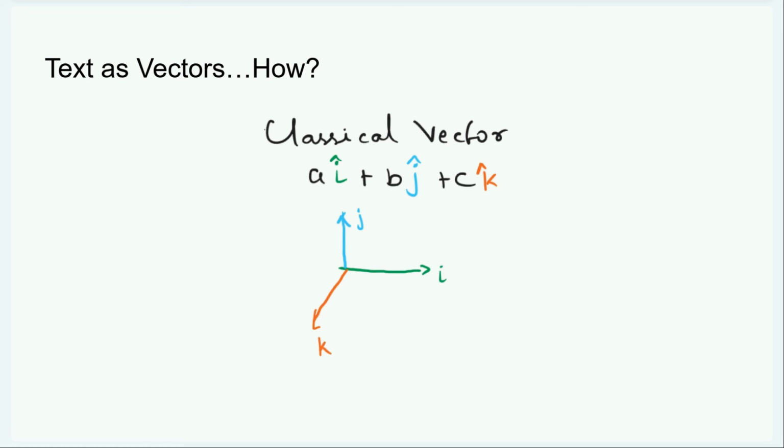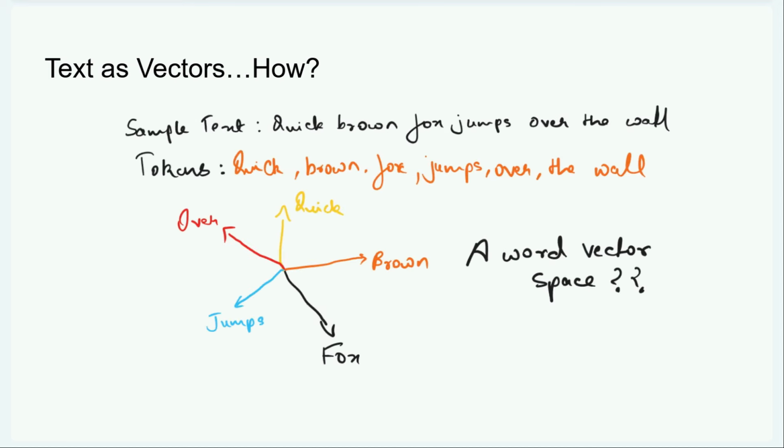As I already explained, the classical vector is something like this. You have A of I cap plus B of J cap and C of K cap, where A, B, and C are the magnitude and I, J, and K are the principal axis. Now, what we want is something like this. You have an axis along one token, you have another axis along another token, you have another axis along another token. So for each of the tokens in your data set, or let's say in this case, for each of the tokens in your vocabulary, you need an axis to represent it. And then if you combine all these axes, you will get a larger word vector space.